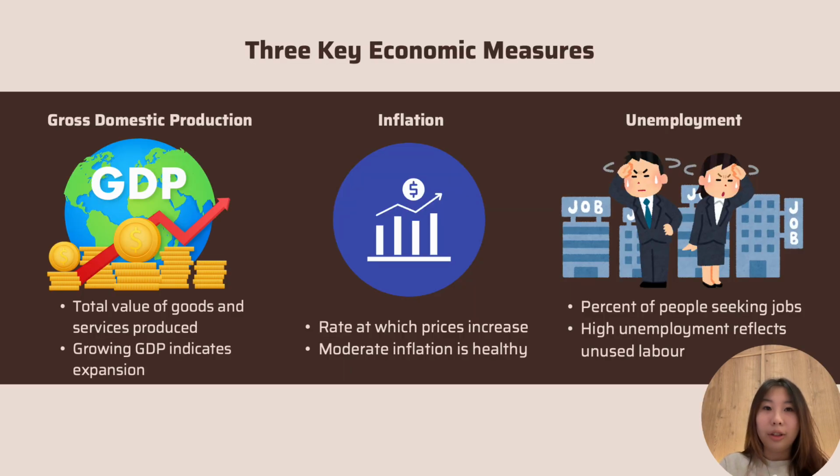Now let's talk about topic one, the macroeconomy and understanding the business cycle. The first one is gross domestic product, which measures the total value of all goods and services produced within a country over a specific period. Rising GDP indicates economic growth, increased business activity, and higher consumer spending. If GDP falls for two consecutive quarters, it signals a recession, often linked to reduced demand and lower production.